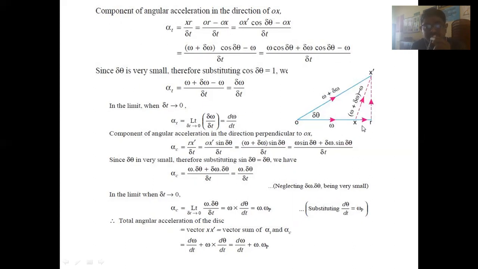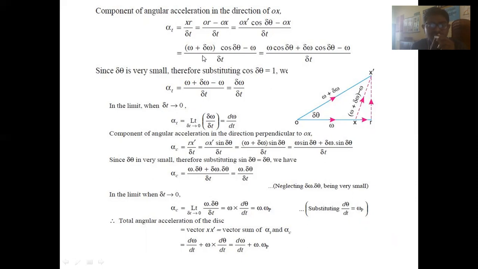This is represented by alpha t, because the angular acceleration is denoted by alpha tangential, which is known as the component of angular acceleration in the direction of OX, and is equal to XR by delta t. This XR is equal to OR minus OX, by delta t. OR means this total diagram. If you assume this is a right angle triangle, from this right angle triangle I can get OR equal to OX dash cos delta theta, minus OX, by delta t.